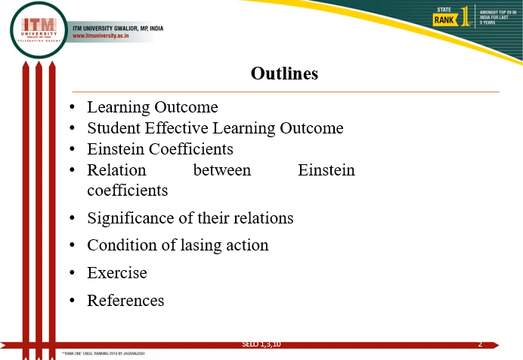We will begin with the learning outcome, then the student effective learning outcome. We will discuss Einstein coefficients, all three of them. Then we will obtain the relation between these coefficients, and after obtaining the relation, we will discuss the significance of their relation, especially for lasing action. We will obtain the condition of lasing action, and finally we'll end with exercise and future references. This is all the outline for this lecture.